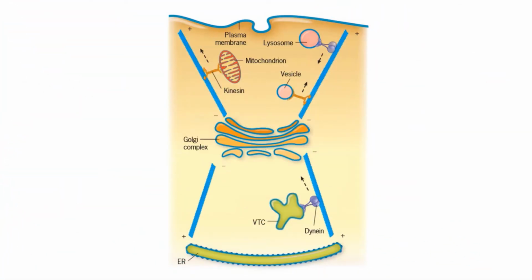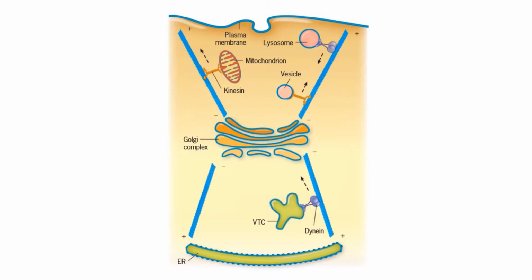Because of this polar nature of microtubules, they may be used by certain motor proteins like the kinesin, which can move from the negative to the positive direction, and dyneins, which can move from positive to the negative direction. And these motor proteins are the ones that carry with them the vesicles or the organelles that need to be moved inside the cell cytoplasm.